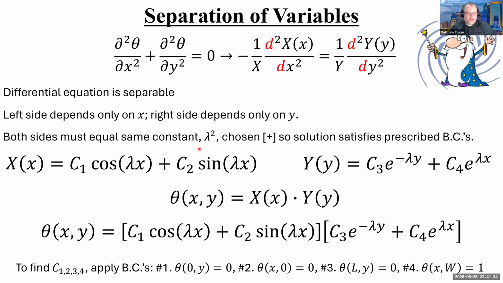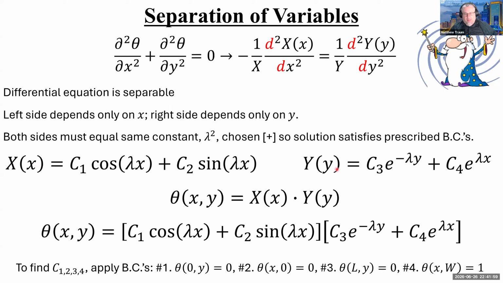They happen to be equal to each other, but they also equal a constant, which is lambda squared, so I can solve. And so here they are. Capital X is a function of x: it's C1 cosine lambda x plus C2 sine lambda x. You don't see any y's in here, because we're doing separation of variables, so no y's in this function of x.